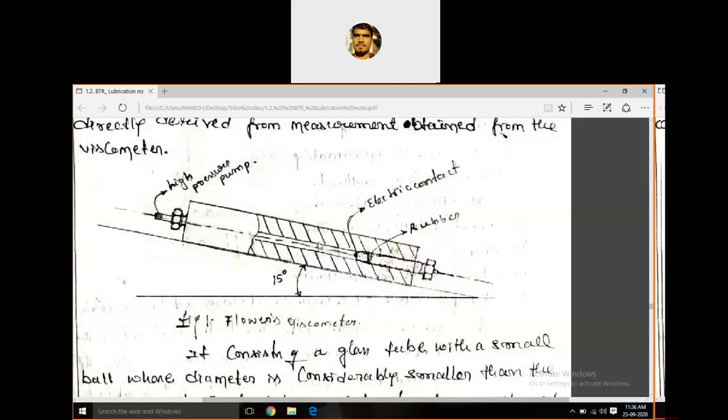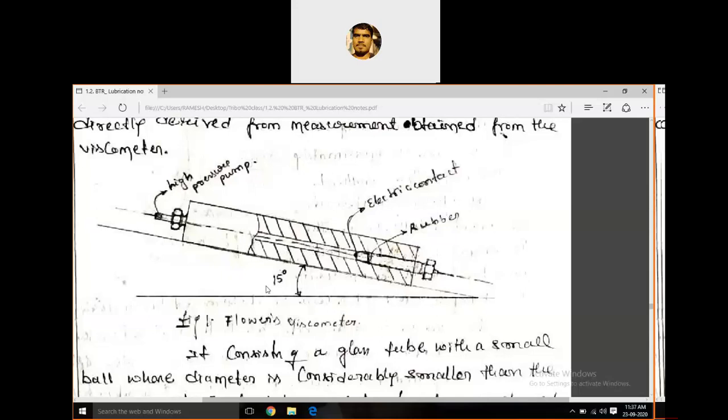For testing a liquid under high pressure, the tube must be made of alloy steel instead of glass, and a special electric signal device is used. It suits low viscosity. It means if high pressure oil is used, then we should make the entire Flowers viscometer with alloy steel, not a glass tube. A glass tube is used only for low pressure liquids. Also this type of device is used when testing liquids of low viscosity.